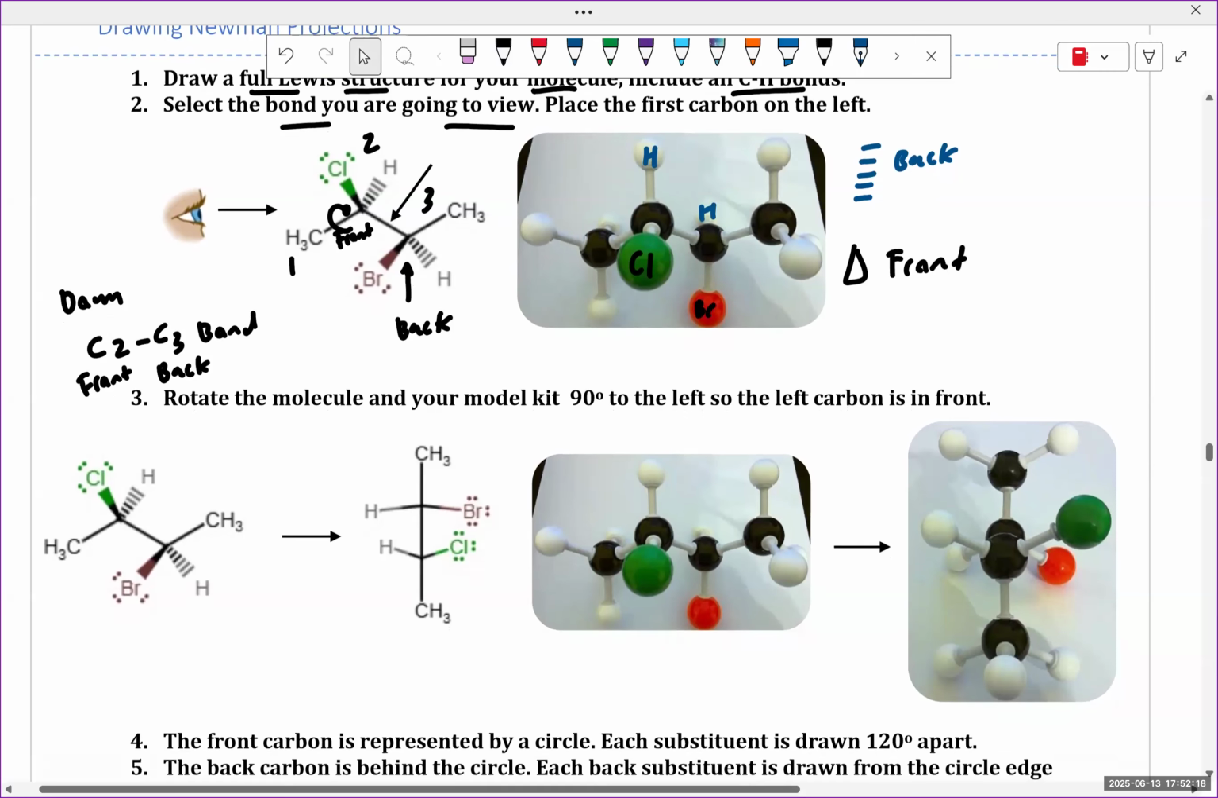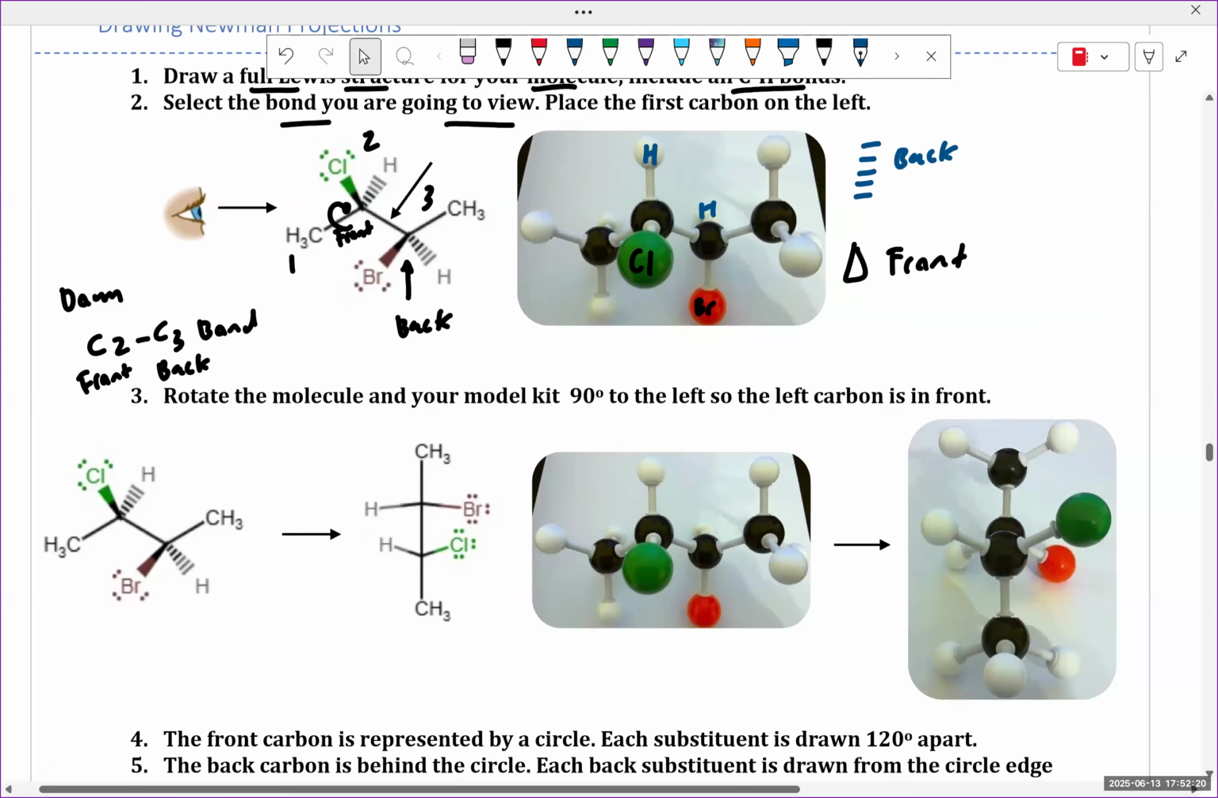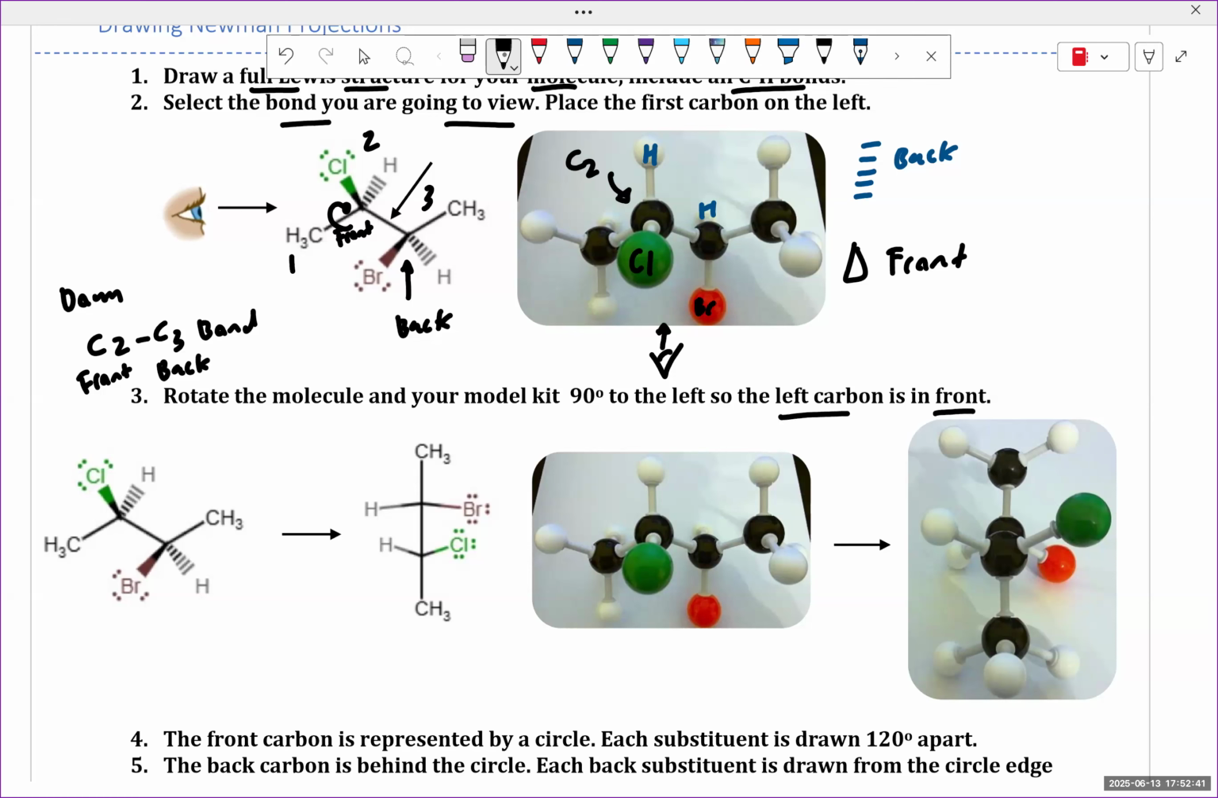Now, in order to look down this carbon-2, carbon-3 bond, right now we are staring at this entire model from the side. I want to look down carbon-2. So what I'm going to do is rotate my model 90 degrees, so that, in this case, the left carbon is in the front. So carbon-2 is right here. We're going to rotate our structure 90 degrees, in this case to the left. So carbon-2 is now in front.